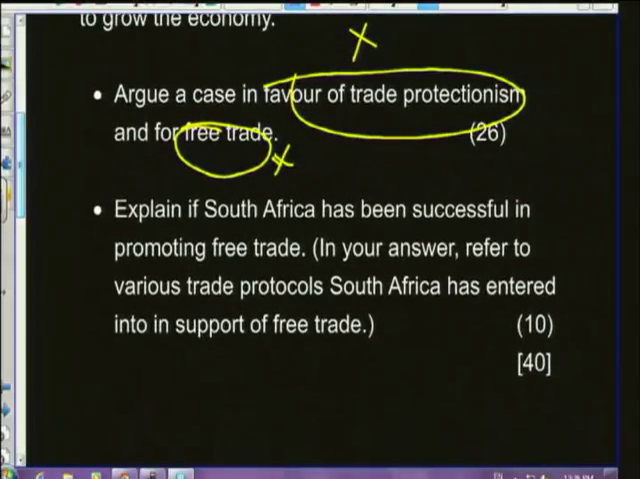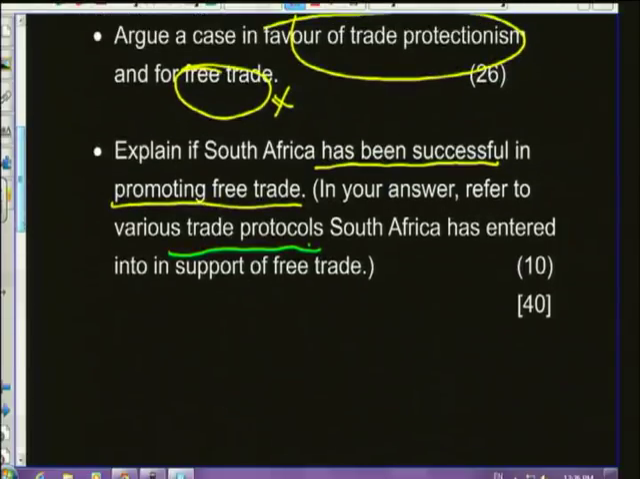And in the second part, the additional part, firstly, you have to answer the first part of the question. Has South Africa been successful in promoting free trade? That's the first part. And the second part of it, you have to look at certain trade protocols that South Africa has entered into.